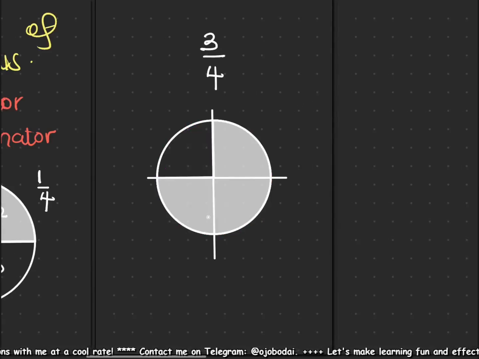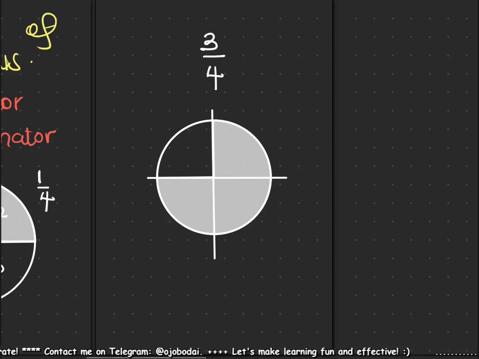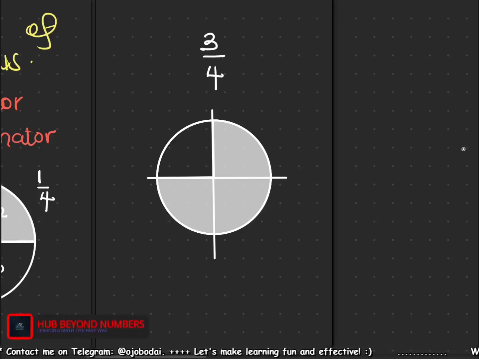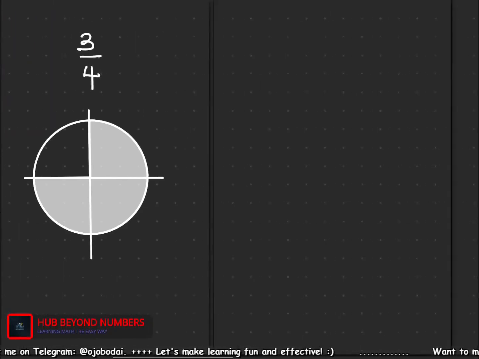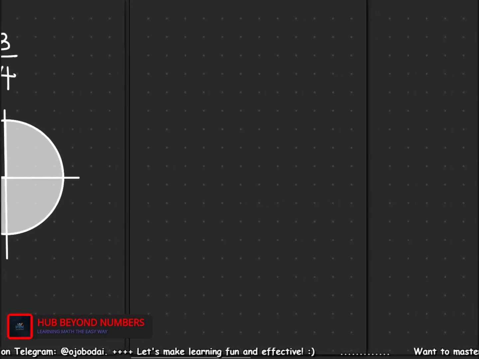You may think that we can only represent fractions with circles, but that is not the case. You can use any shape, but at the end of the day, you just have to make sure you are dividing it into what? Equal portions. So this time around, let me take a square. I'm taking a square, so we see how we go about that.